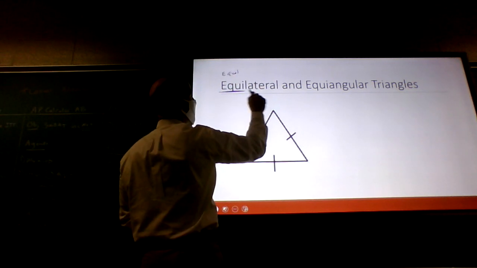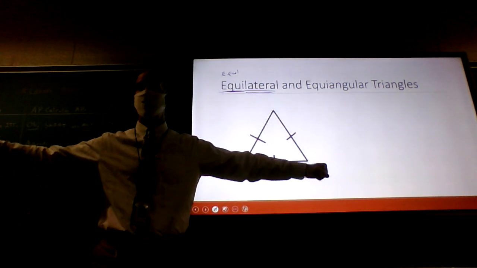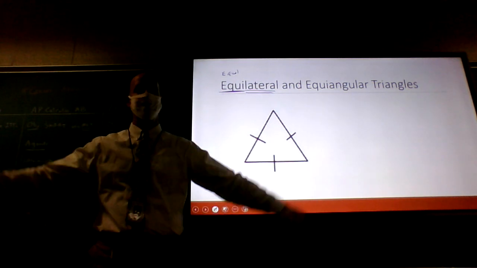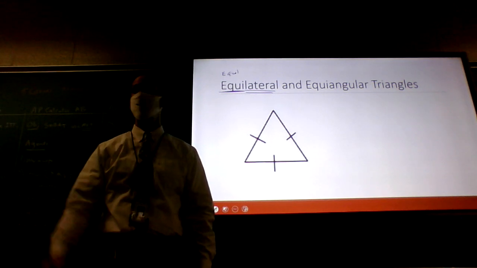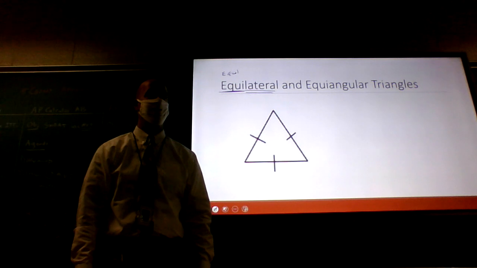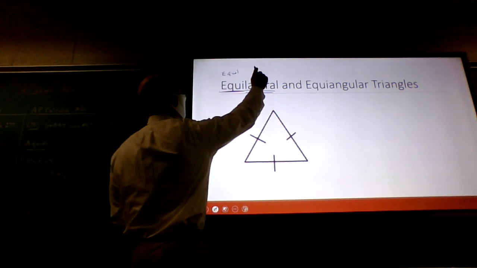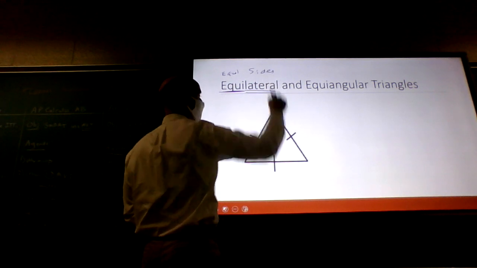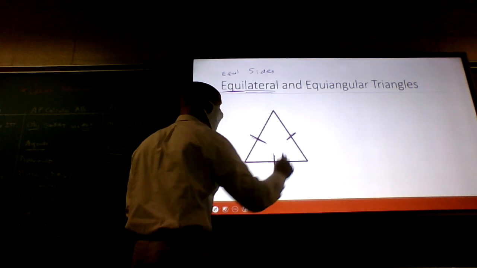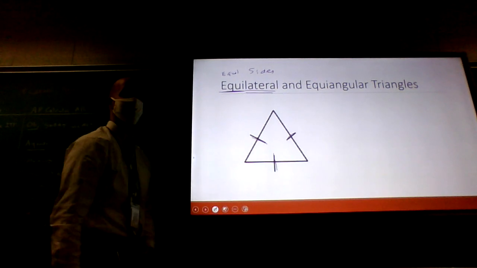Now here's a harder question. Have you guys ever studied the word lateral? Do you know what lateral means? Like lateral raises? Lateral quickness. Same idea, but what does lateral mean? Side to side. That's exactly what it means. So this means equal sides. All three sides are equal. This is an equilateral triangle.